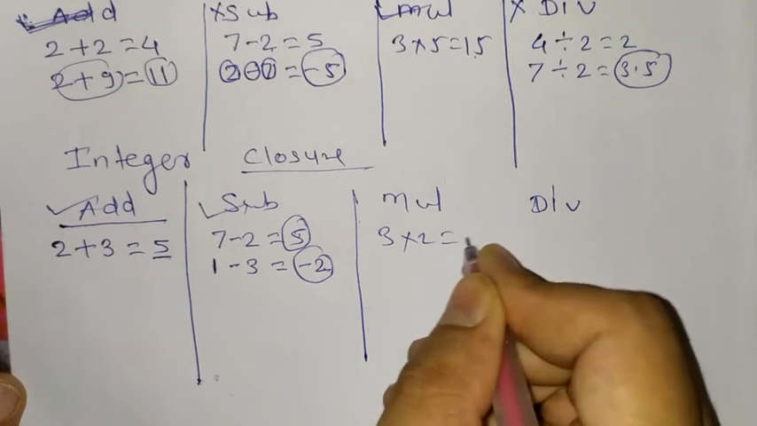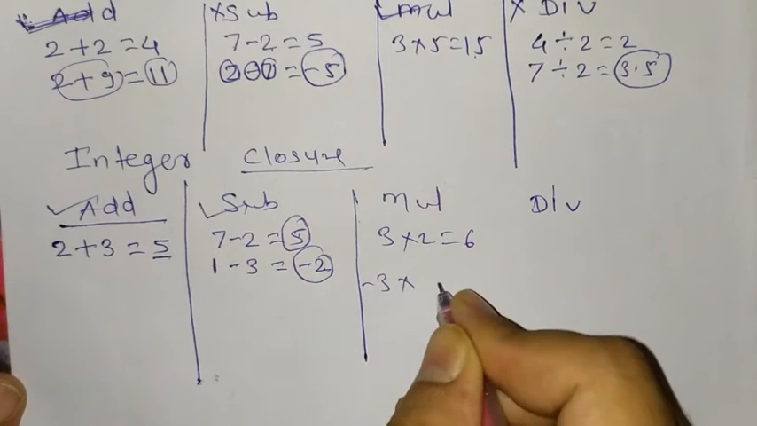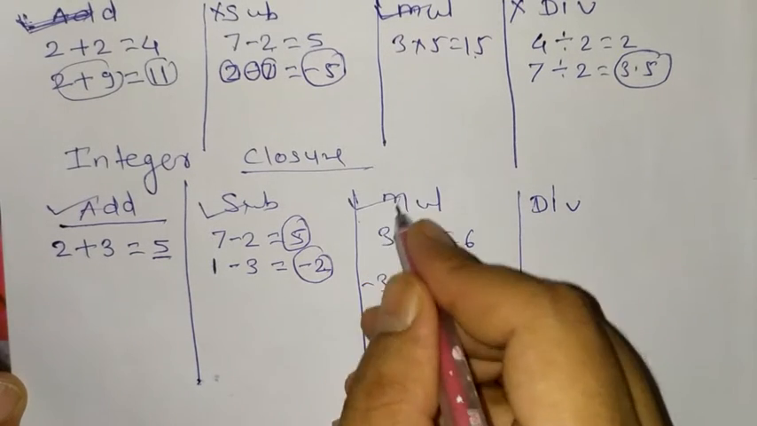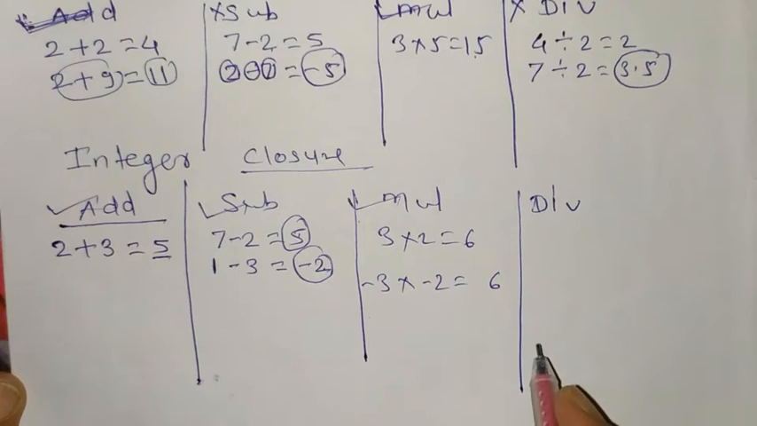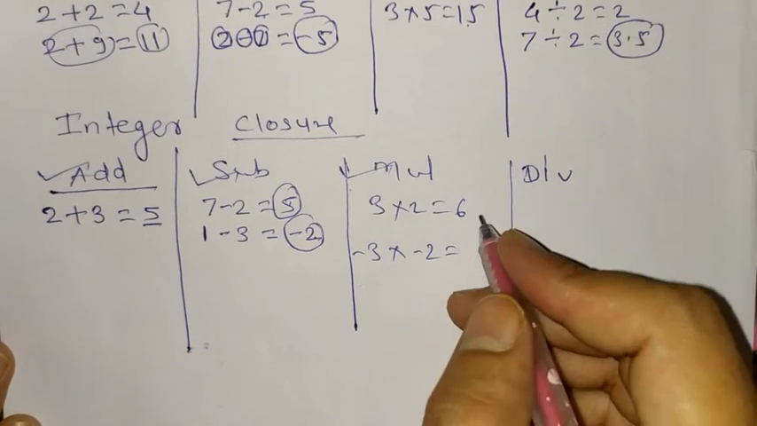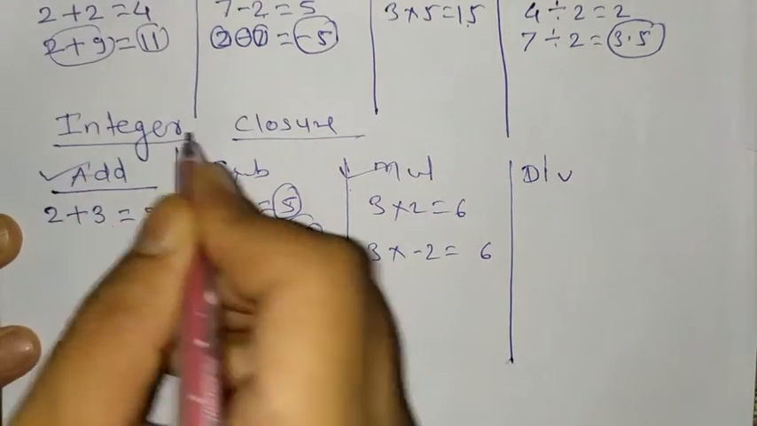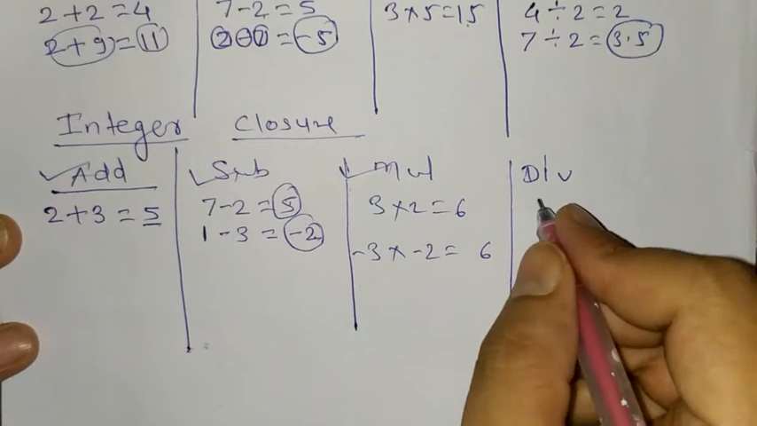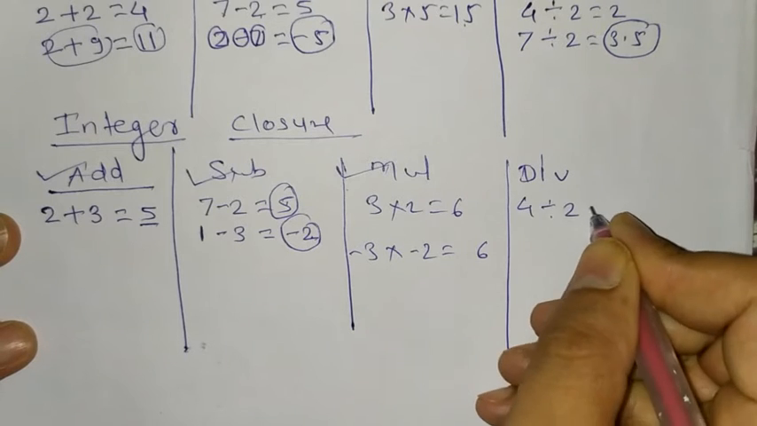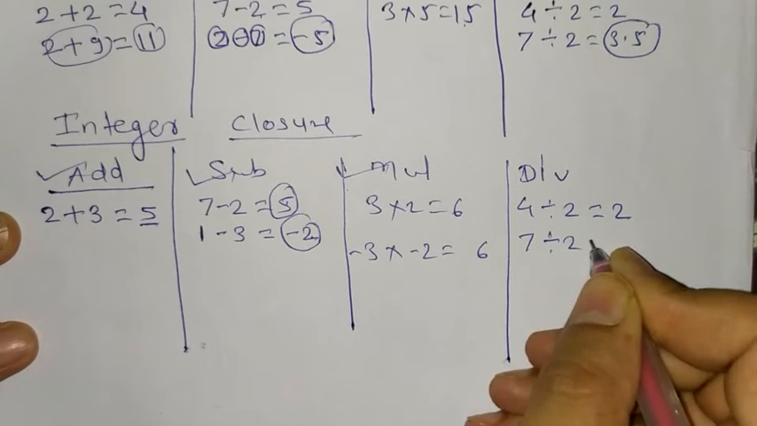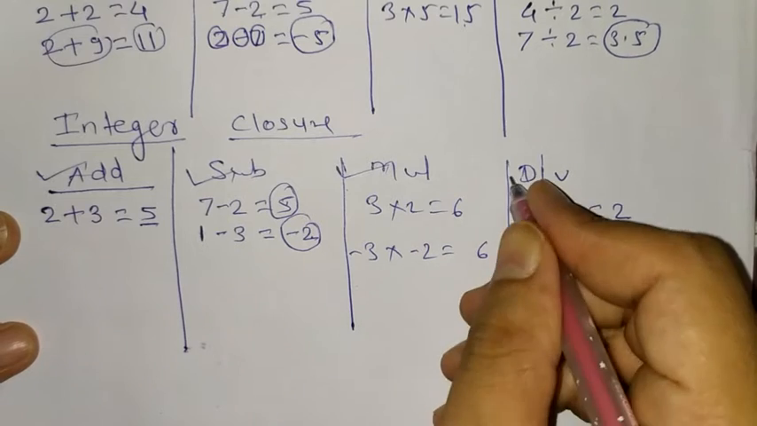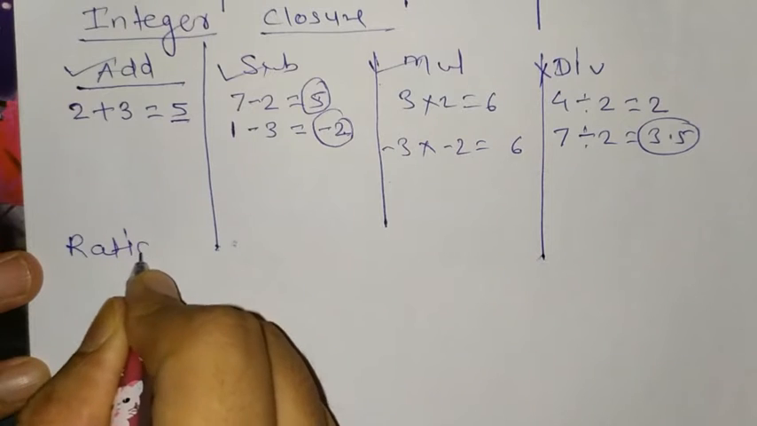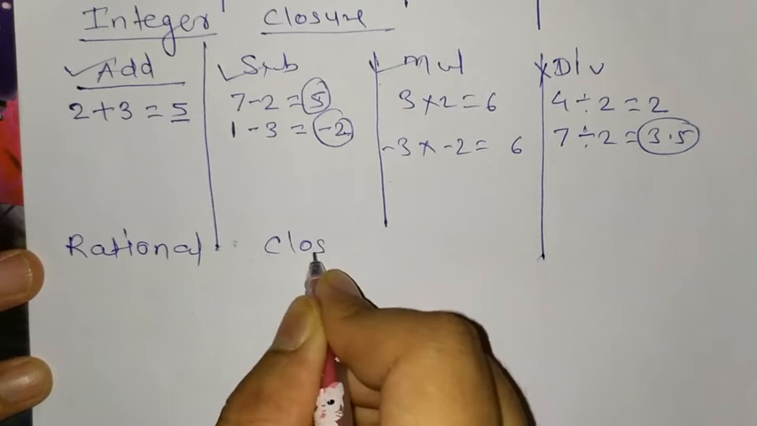Multiplication, 3 into 2, 6. You can take negative numbers also, and like that we are getting integers. So multiplication is also satisfied, because our answer is always an integer, since integers contain whole numbers as well as positive and negative numbers. Next one is division. 4 divided by 2 is 2. But if you do 7 by 2, we get 3.5. 3.5 is not an integer, so division is not satisfied. Now we will take rational numbers under the same closure property.